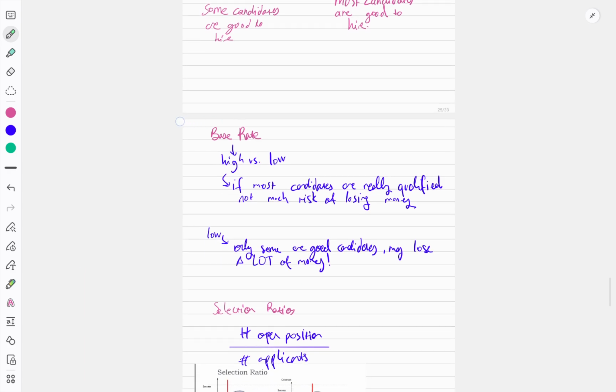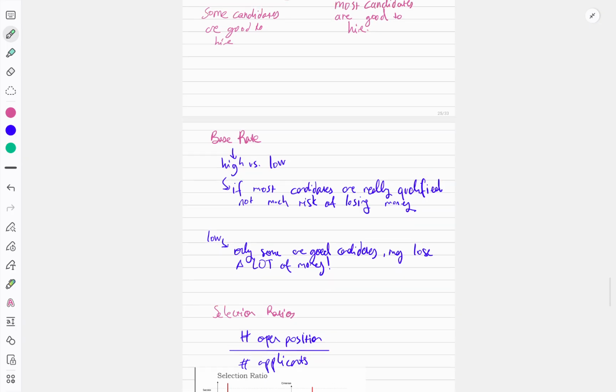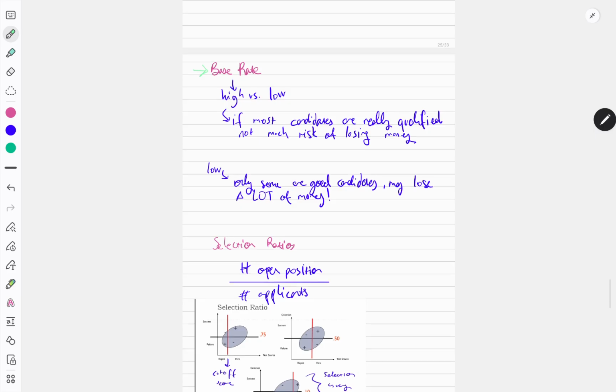So base rate is basically like high versus low. If most candidates are already very qualified, there's not much risk of losing money, for example, because most of the candidates are good employees, good enough for us. But if most of them are bad employees, then we want to find the good candidates. We really need to find a good candidate so we would not lose a lot of money. So this is how high versus low base rate affects our decisions.